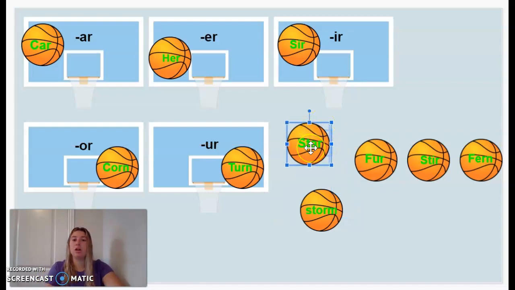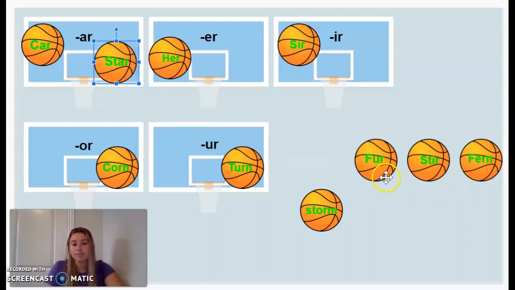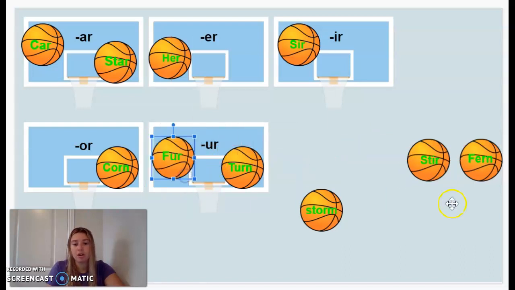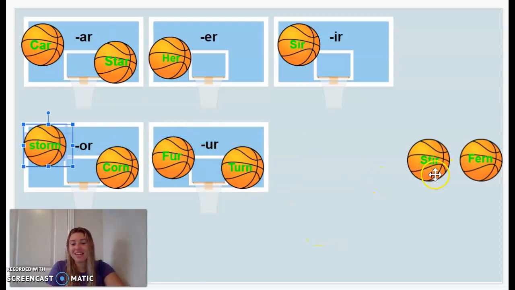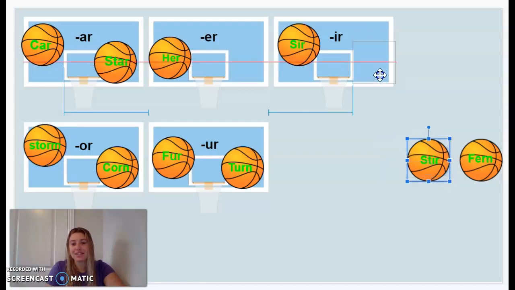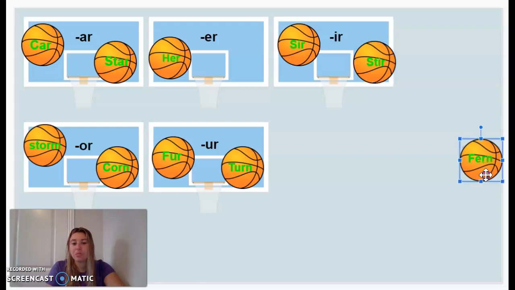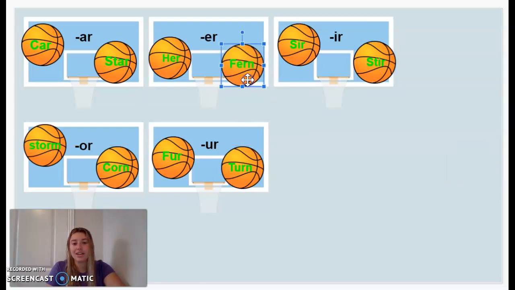So what about star? Exactly, it'll go to AR. Then we have fur, which is going to go where? Right, under UR. Next we have storm. Yes, it goes under OR. What about stir? Right, under IR. Then we have fern. Exactly, it goes under the ER.